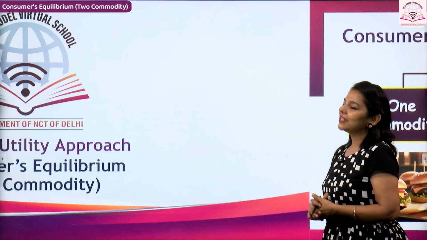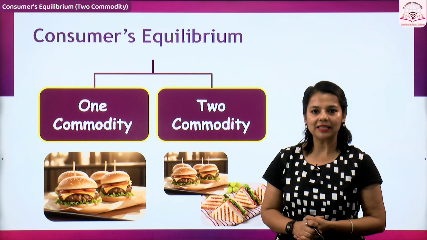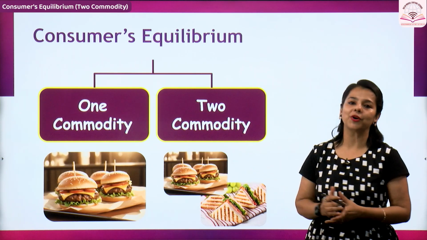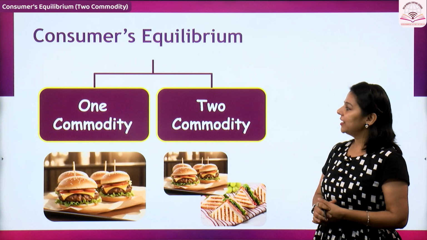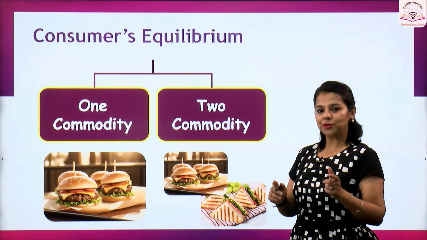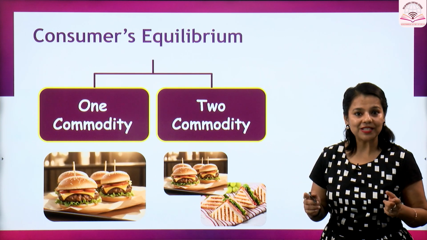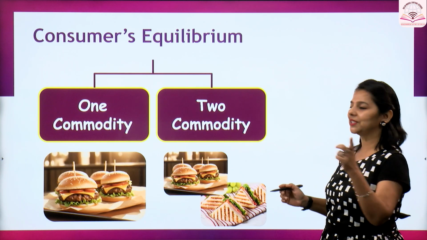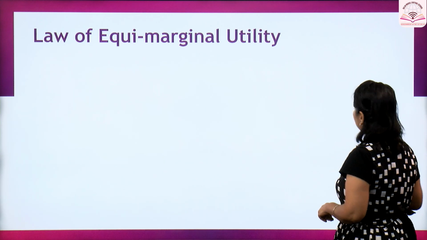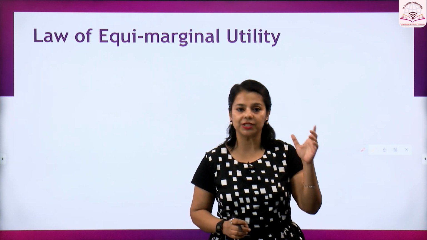So, when we are studying the concept of consumer's equilibrium under cardinal utility analysis, there are two cases, one commodity case and two commodity case. We have already discussed the one commodity case in our last video. So today we will focus on the two commodity case of consumer's equilibrium under cardinal utility analysis. For that, we need to first understand the meaning of the law of equimarginal utility.